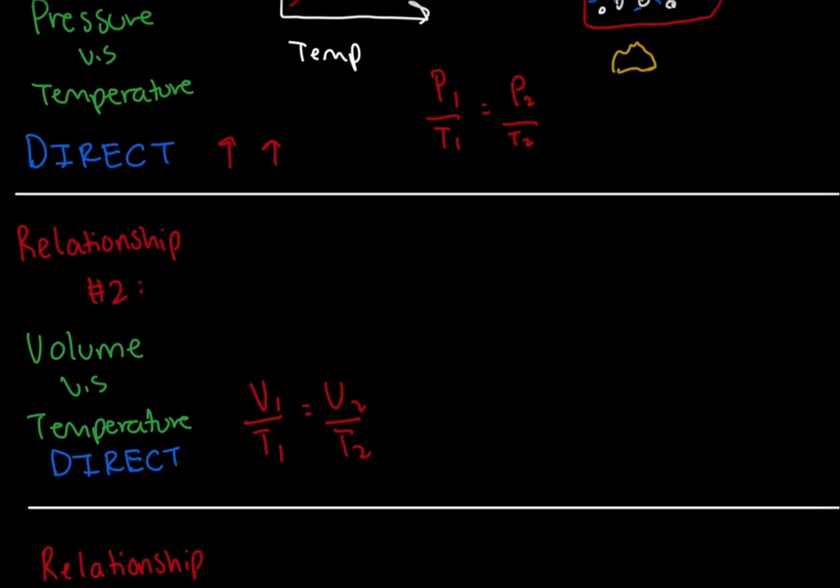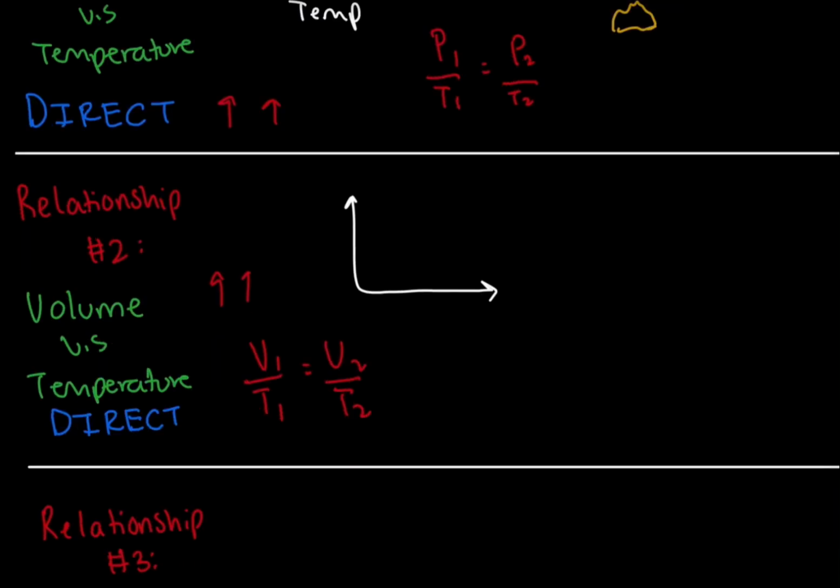Something that you should take away from this is that whatever stays constant, you can disregard it from the equation. And you just focus on what's directly being impacted, the direct relationship. In this case, it's volume and temperature. One increases, the other one increases. So our graph is going to look basically the same as the one above: temperature and then volume. It's going to increase this way.